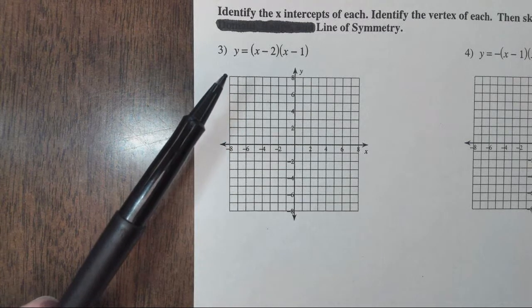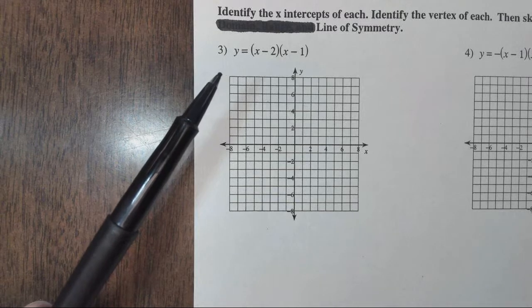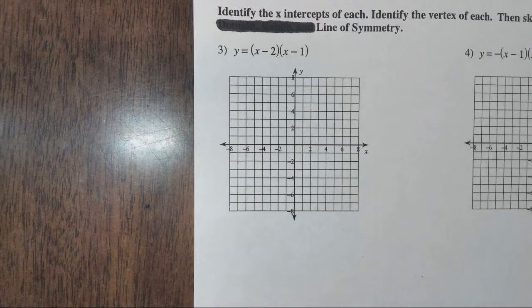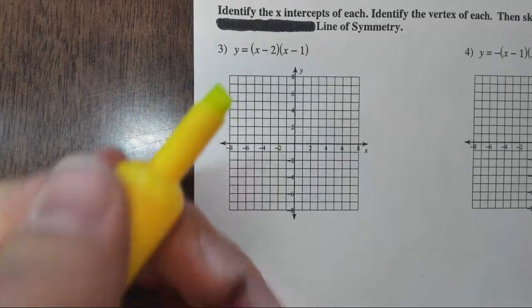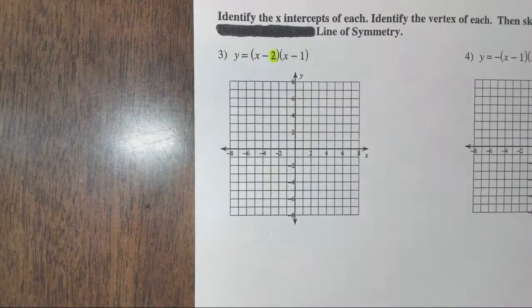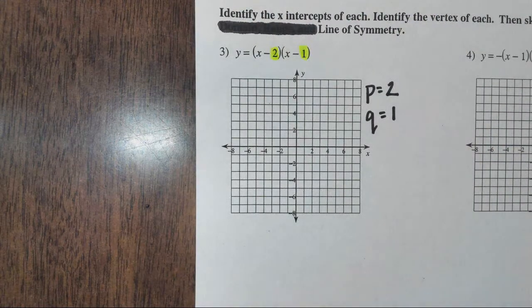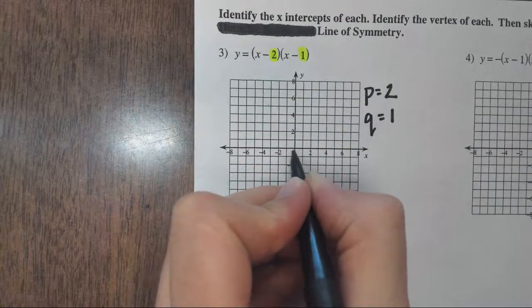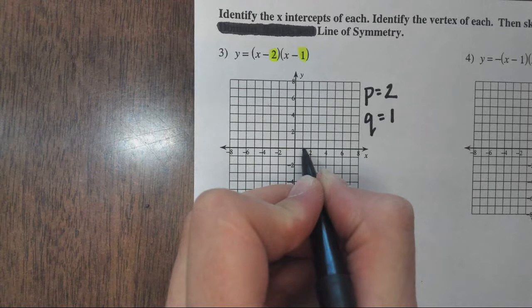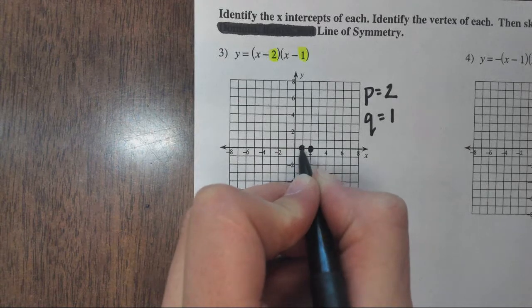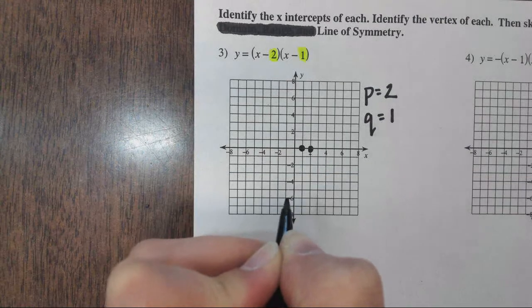So if we take a look at the board, the first step says to identify P and Q and plot those points on the x-axis. So when I look at this equation, I will see that this value is my P and this value is my Q. So I can write off to the side here, P equals 2 and Q equals 1. I can plot those 2 points on my x-axis. So P is at 2 and Q is at 1. These are the x-intercepts of my parabola.